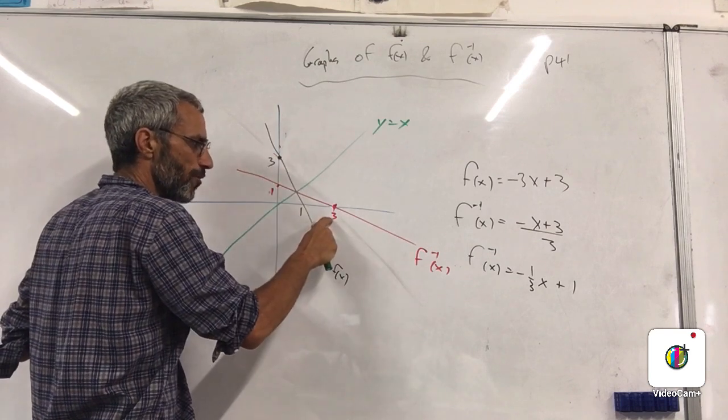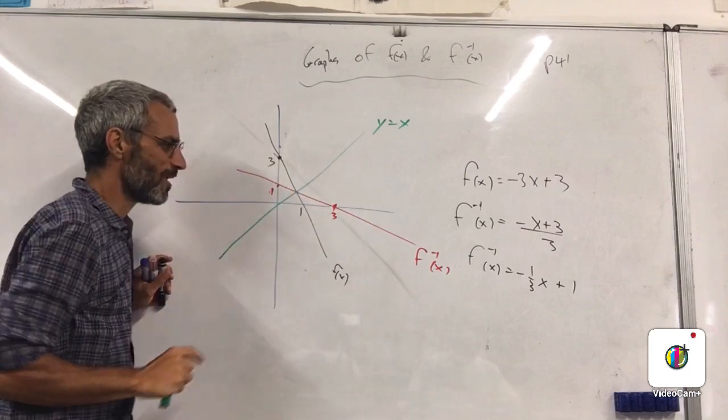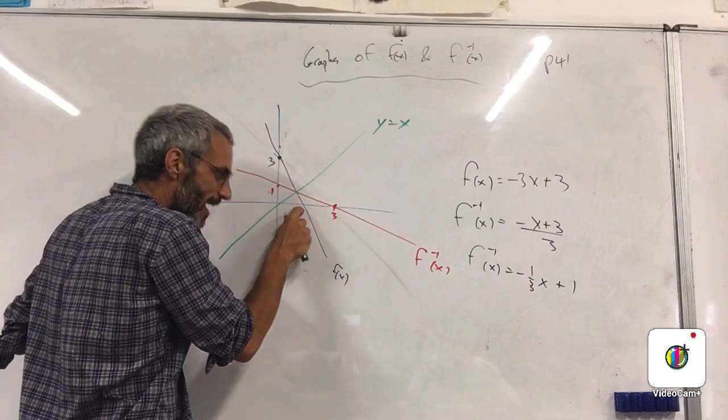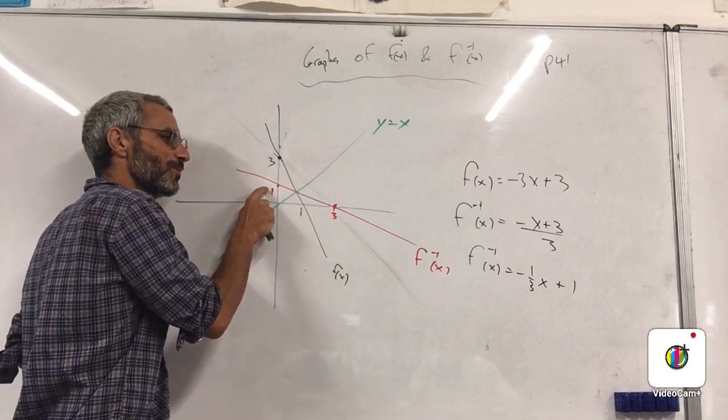Okay, this is 0, 3, this is 3, 0. Oh, sorry, this is 3, 0, this is 0, 3. The x-intercept of the function is exactly the y-intercept of the inverse function.